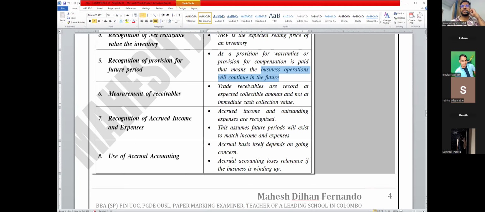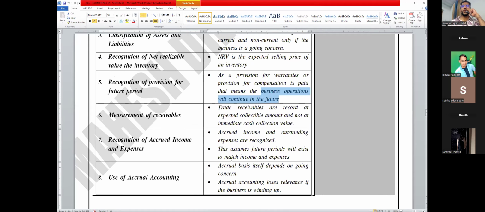Measurement of trade receivables. Trade receivables are recorded at the expected collectible amount and not at the immediate cash collection value. You are recording the trade receivables at cost. Okay.